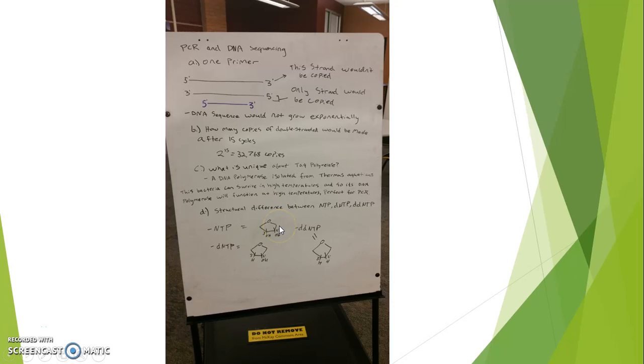And so what's unique about the Taq polymerase? This DNA polymerase was isolated from Thermus aquaticus. This bacteria can survive at very high temperatures. Hence, it's found in places like Yellowstone, places where there are high temperatures. And so its DNA polymerase will function at high temperatures, because if its DNA polymerase didn't function at high temperatures, then there wouldn't be bacteria because they couldn't do cell replication.